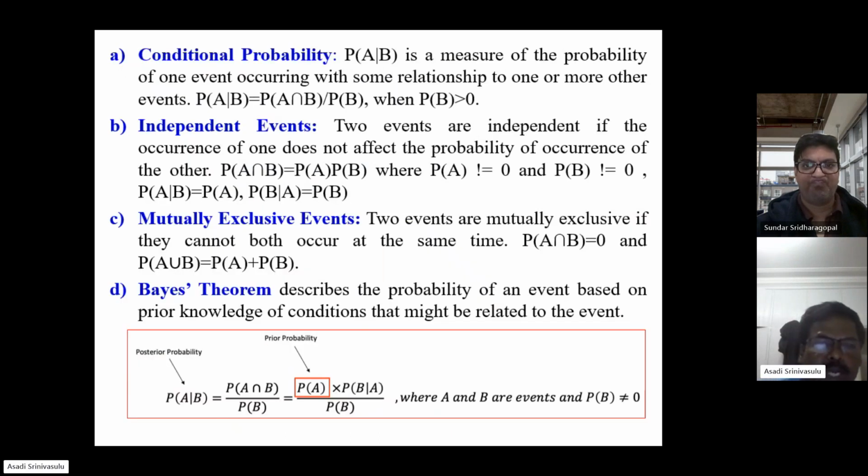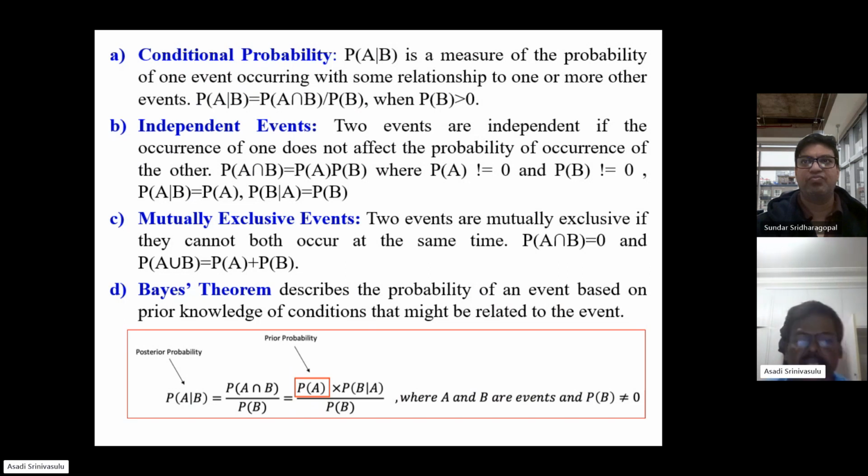Then see the conditional probability. P of A given B is a measure of the probability of one event occurring with some relationship to one or more other events. Usually we represent conditional probability as P of A given B equal to P of A intersection B divided by P of B, where P of B is greater than 0. Then only conditional probability can work.